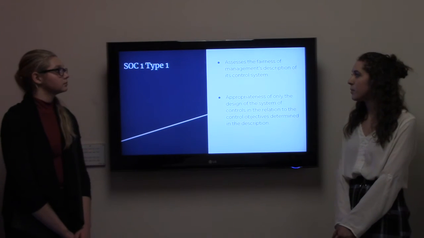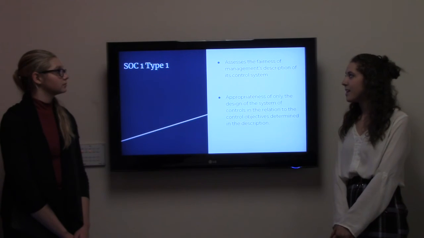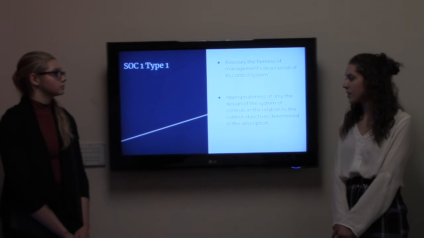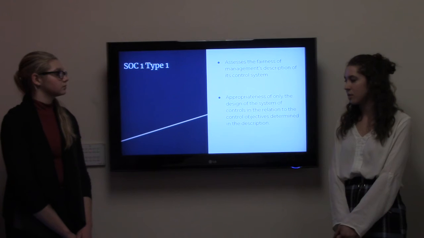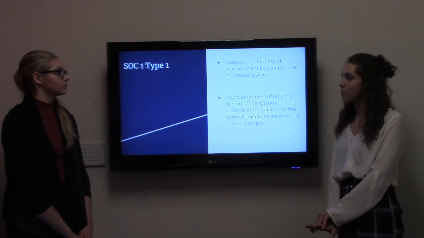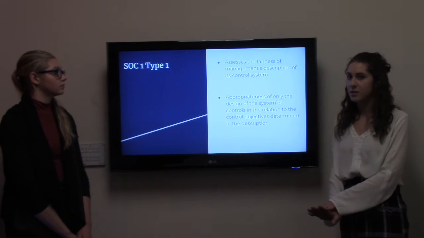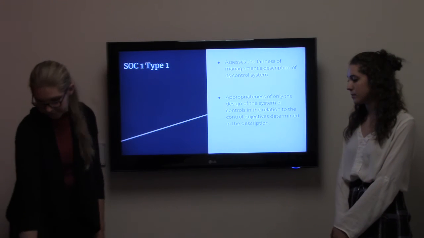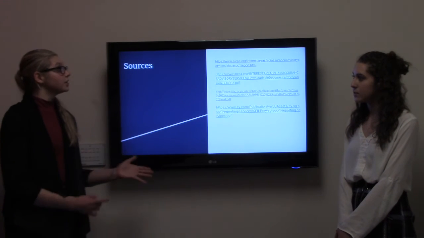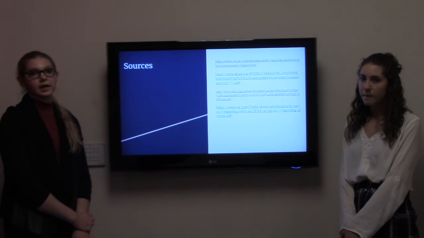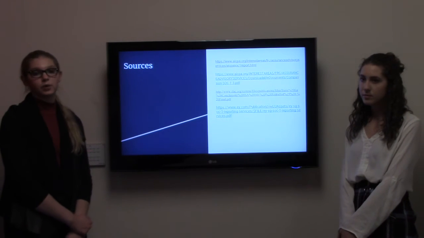SOC1 Type 1 assesses the fairness of management's description of its control system, and also the appropriateness of only the design of the system of controls in relation to the control objectives determined in the description. SOC1 Type 1 and Type 2 reports also only apply to specific dates. Here are our sources, and we're also going to have a quick video about SOC1 or SSAE 16 or 18 reports at the end.